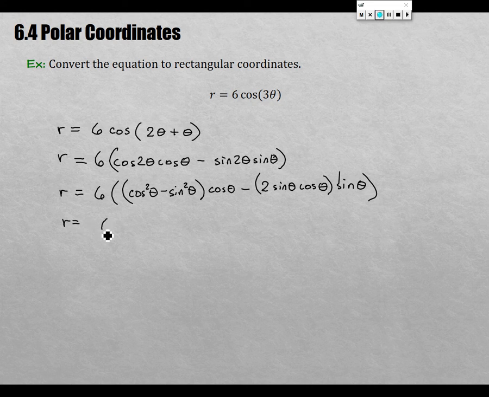Okay, so we get 6 cosine cubed minus sine. How many sine squared thetas do we have? We have -1 here and another -2 sine squared cosine thetas here. So together that's 3 of them, -3 of them. Yeah, right.